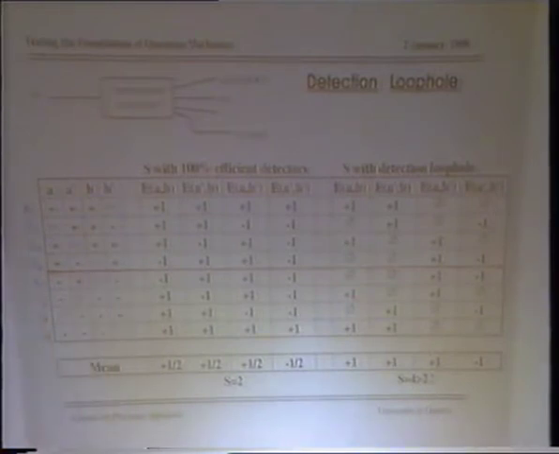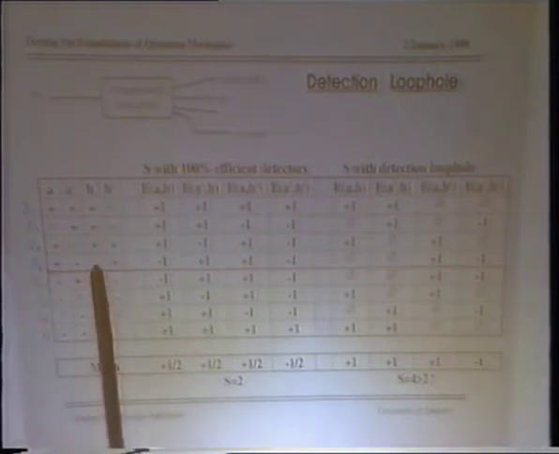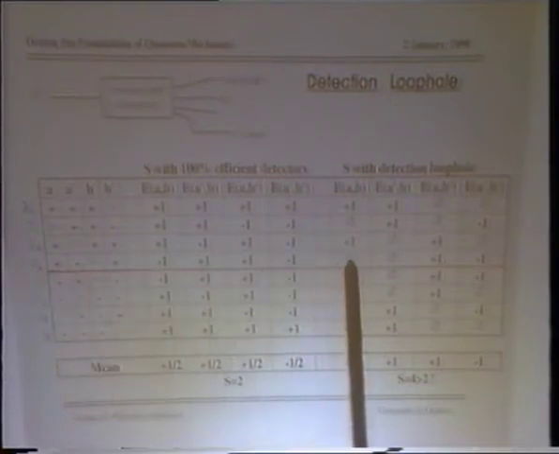So Bell inequality is not violated, and it cannot be because the result of the A measurement depends on lambda, but does not depend on B or on B prime. So it's a local hidden variable, and it can't be larger than 2 here.